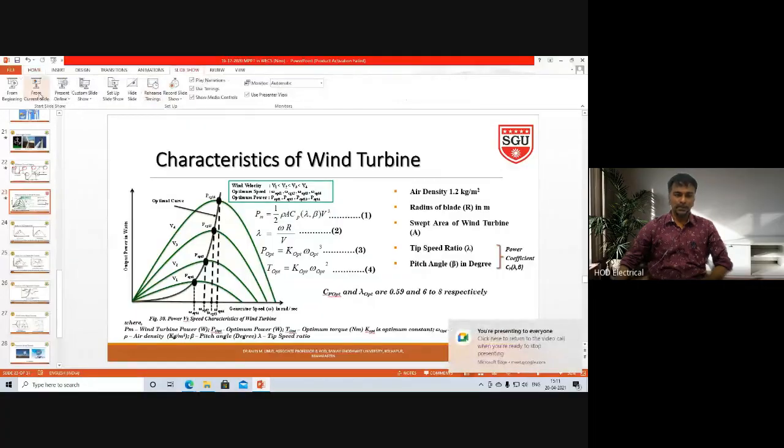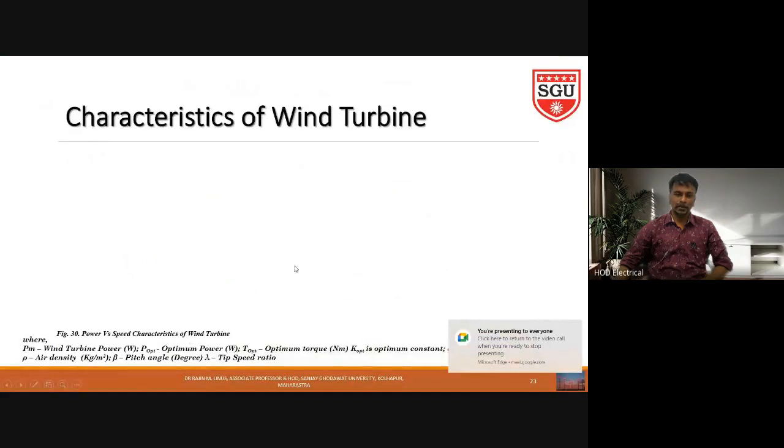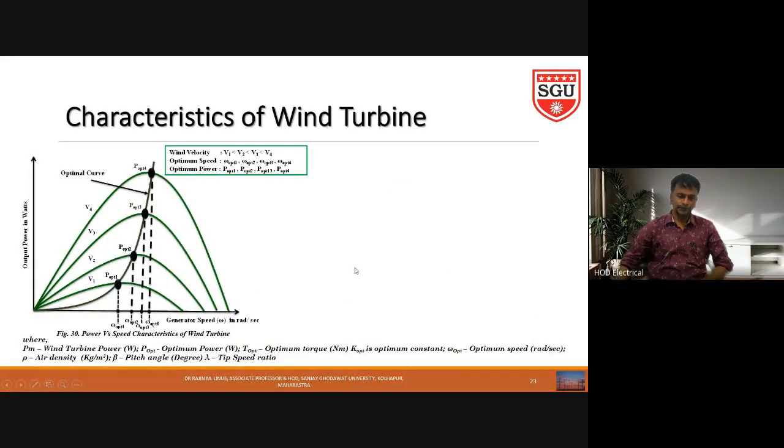I think you can see my screen of the characteristics of this wind turbine. See here, I already told you, wind velocity varies from V cut-in to V rated speed. Now assume this wind velocity V1 is the cut-in speed and V4 is the rated speed. In between, it increases from V1 to V4 through V2 and V3. That is what I have written here: wind velocity V1 is less than V2, less than V3, less than V4.